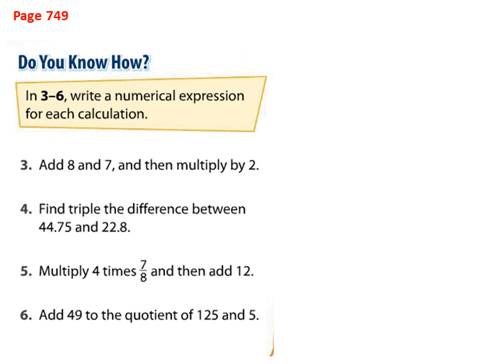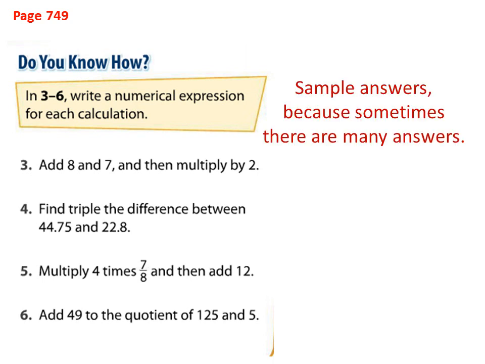In questions 3 to 6, write a numerical expression for each calculation. Question 3. Add 8 and 7 and then multiply by 2. Of course, here we have two steps. The first step, add. Then the second step, multiply by 2. So we must add 8 plus 7 inside parentheses, then multiply by 2.